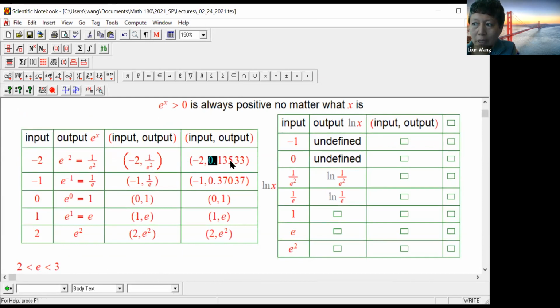But the output is a positive, isn't it? The output is a positive, positive, positive. Input a negative, output a positive.